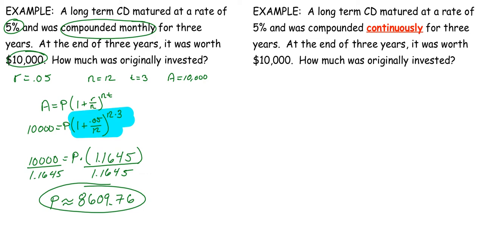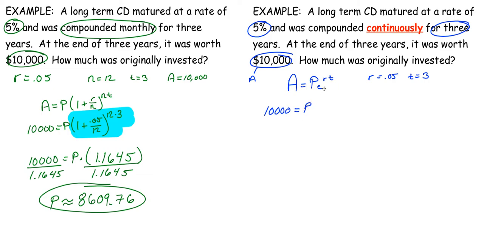So again, compounded continuously means we're using the PERT formula. Okay, so A is equal to P e to the rt power. Well, I still know that r is 5%, 3 years, so t is equal to 3. And this right here, that's my A value. A is 10,000. So if we plug everything in, 10,000 is equal to P. Now remember, I don't have to find anything for e because e is just a number. It's a number like pi or any other number. Okay, e to the 0.05 times 3.